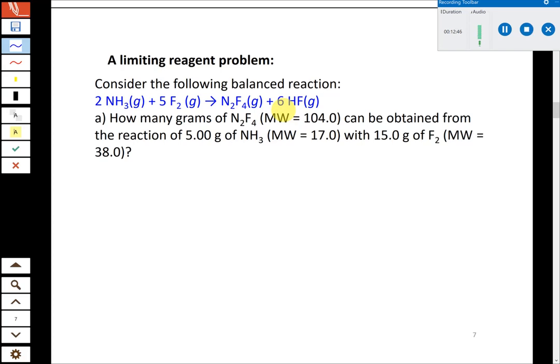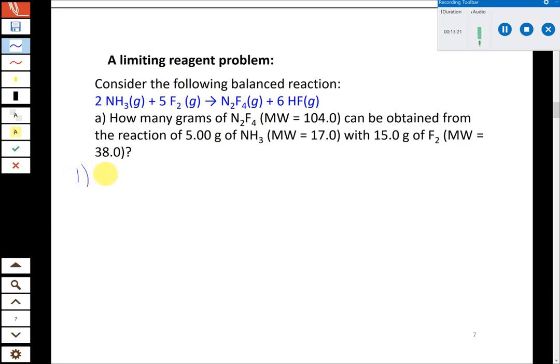And so what we have here is a balanced chemical equation: ammonia reacting with fluorine to make dinitrogen tetrafluoride and hydrogen fluoride gas. And we want to know how many grams of N2F4, the product, can be obtained from the reaction of 5 grams of NH3 with 15 grams of F2. So in this problem, we gave you the amounts of both reactants, 5 grams of ammonia, 15 grams of fluorine. So we know how much of each we have. We have to figure out which one of those is the limiting reactant. And so there are going to be some extra steps involved.